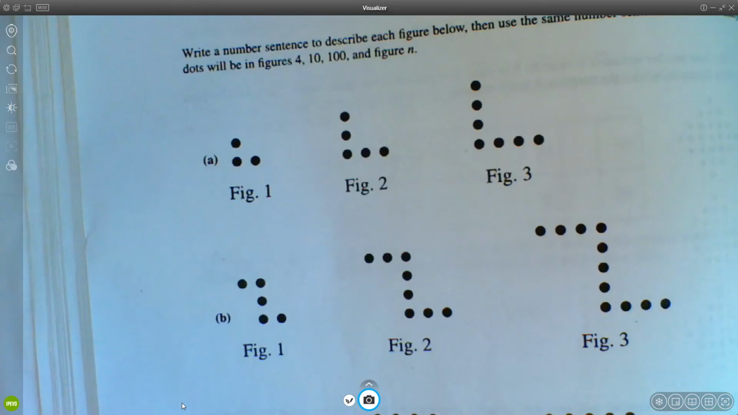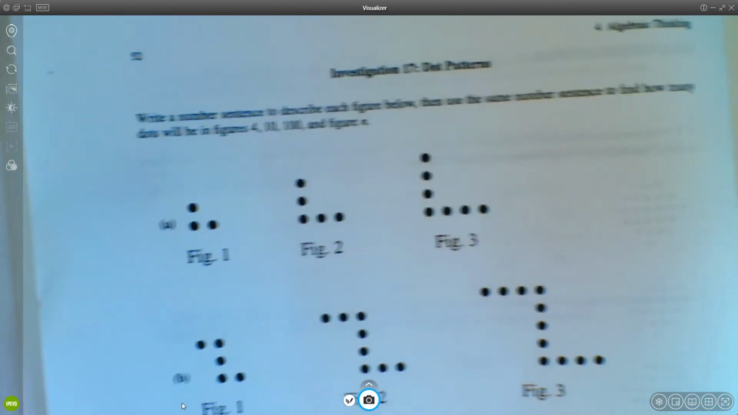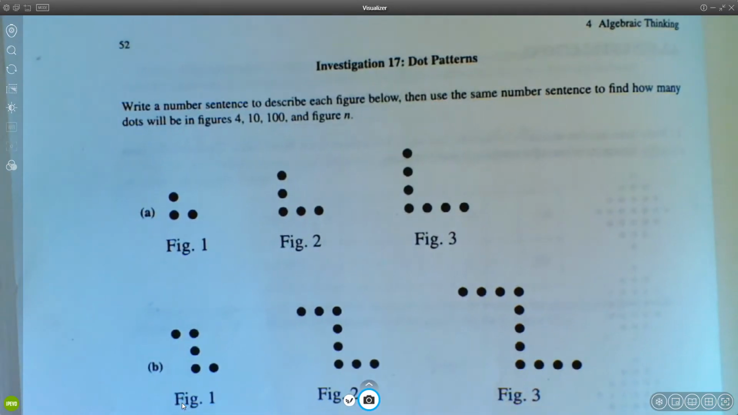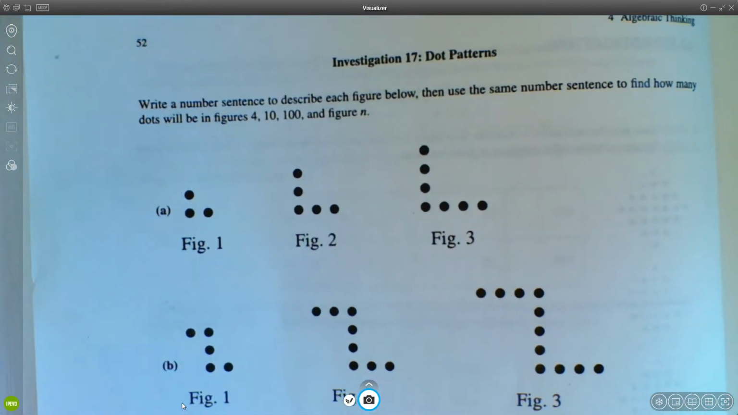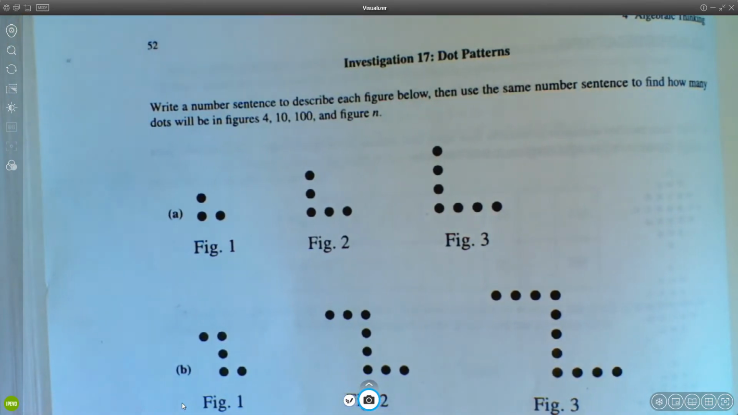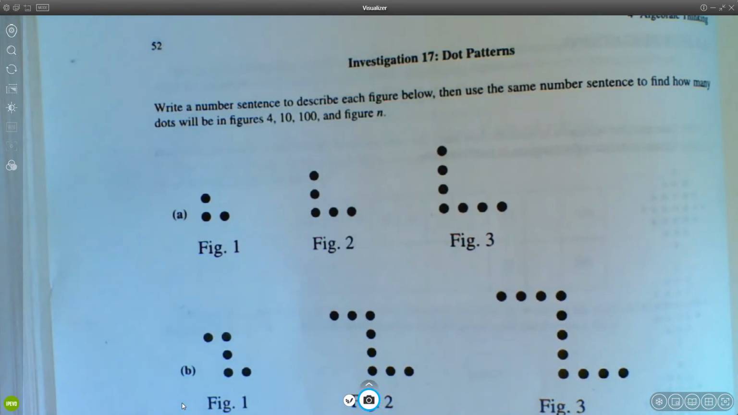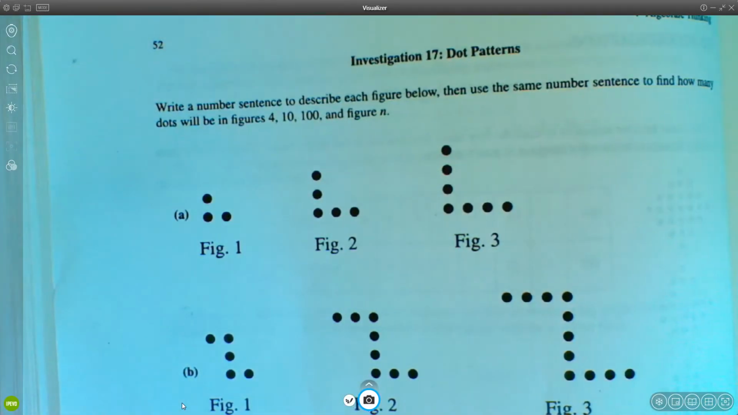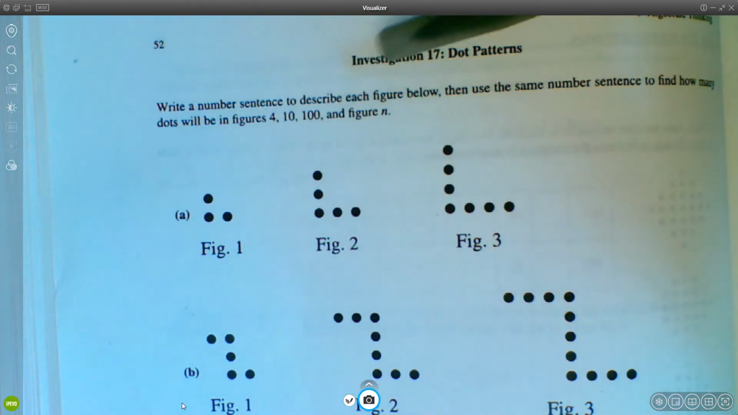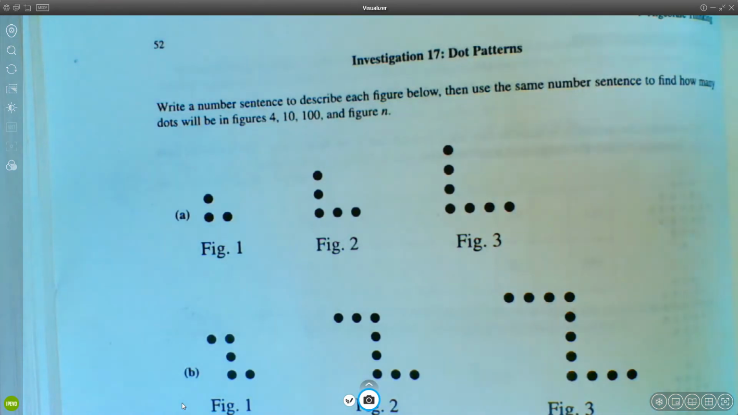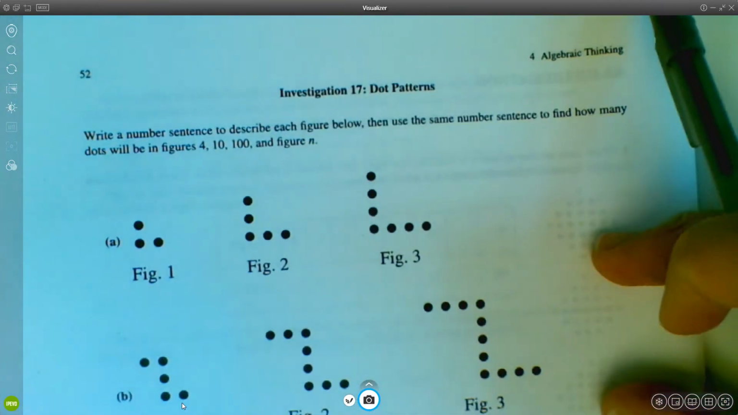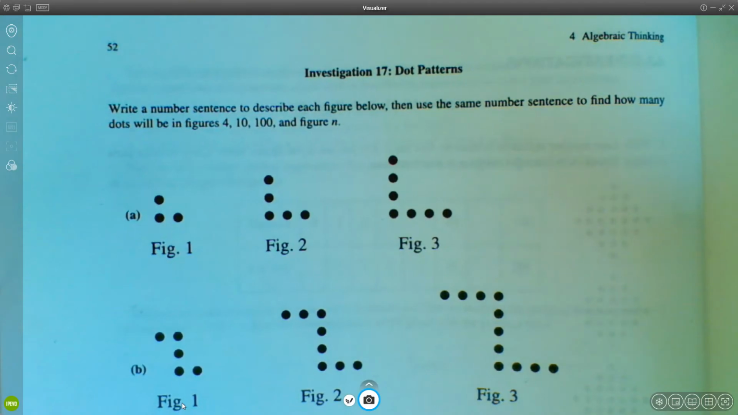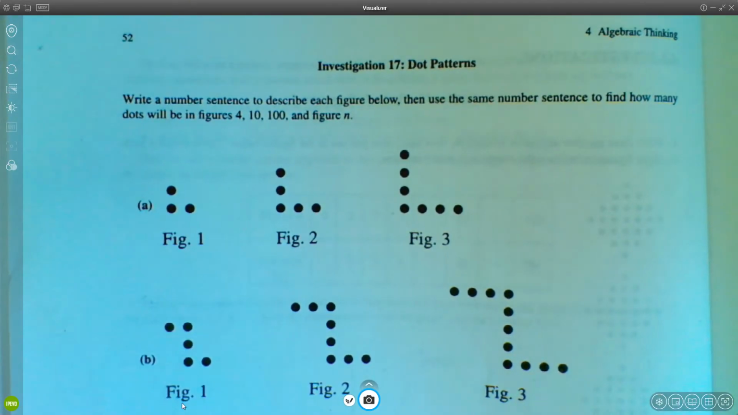All right, the next investigation that I want to talk about is investigation 17. This is on page 52 of the textbook. And this one is asking us to do the same thing, sort of, that we did in investigation 16. Right? So it wants us to write a number sentence to describe each figure, and then use the same number sentence to find how many dots will be in figures 4, 10, 100, and then just figure n in general.